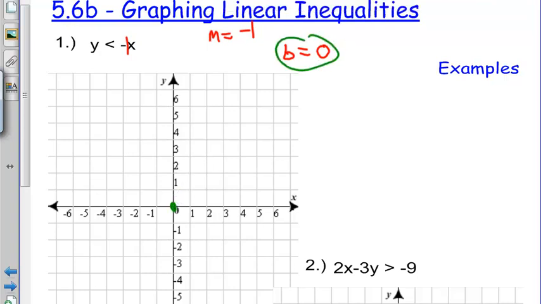So we need to actually start at 0. You'll notice the green is doing that. And then we want to go down 1 over 1. Down 1 over 1. Now think about whether it's a dotted or solid line. And at this point, hopefully, we're pretty quick at that. We understand it's a dotted line. So we draw a dashed or dotted line all the way through this.